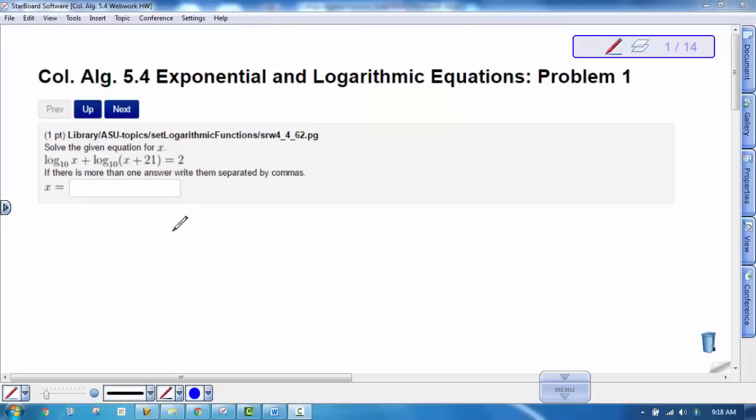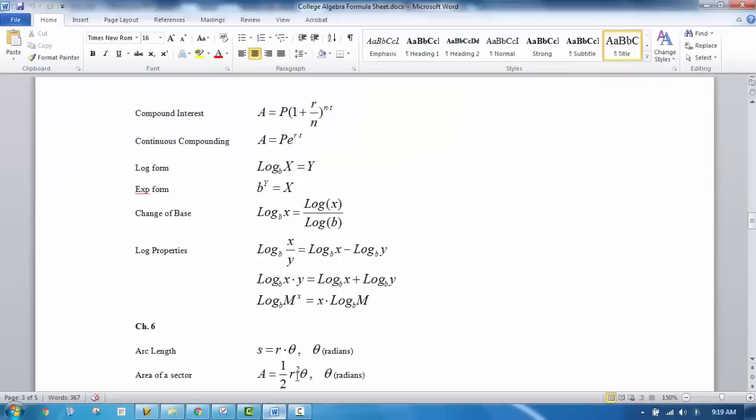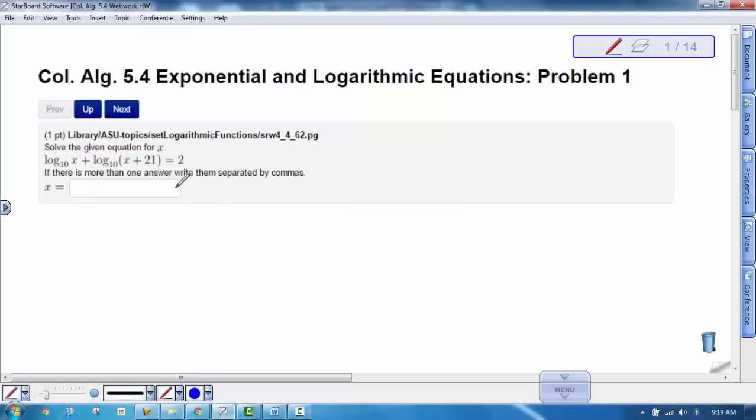Okay, this is 5.4. First problem gives us this log equation, wants us to solve it. So what we're going to do is use our log properties that are on our formula sheet. We have one that says the log of two things multiplied is equal to the sum of two different logs. So we'll go backwards with that, and we'll take the sum of two logs and make it the log of a product. As long as you have the same base, you can do this.